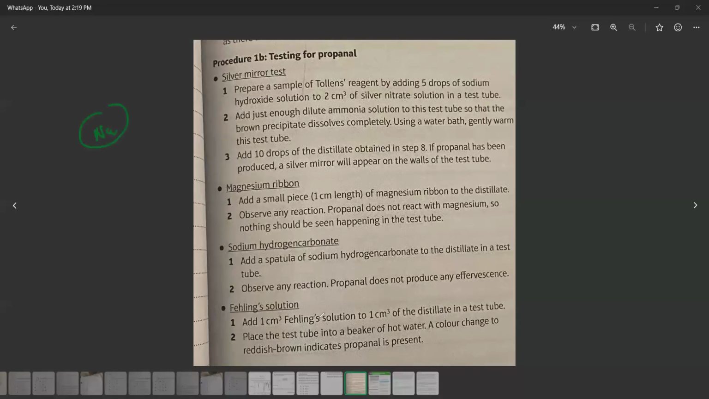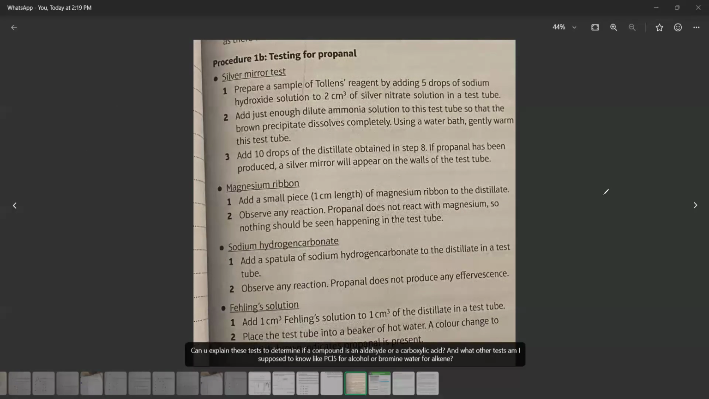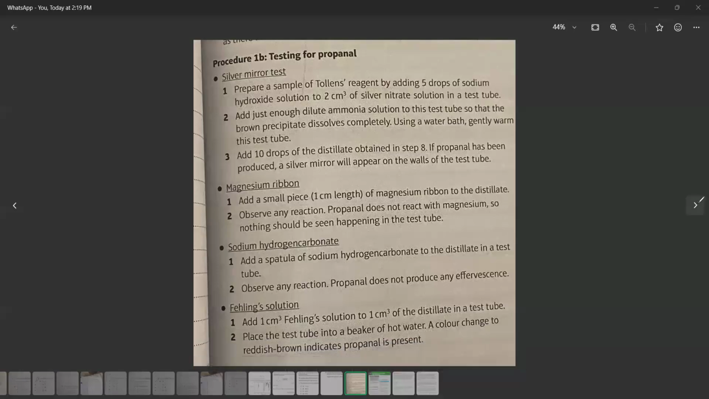There are also other tests. The main ones are the test for distinguishing aldehyde and ketone, or the test for the presence of OH. A bromine water test is there too. You have to memorize all of them.